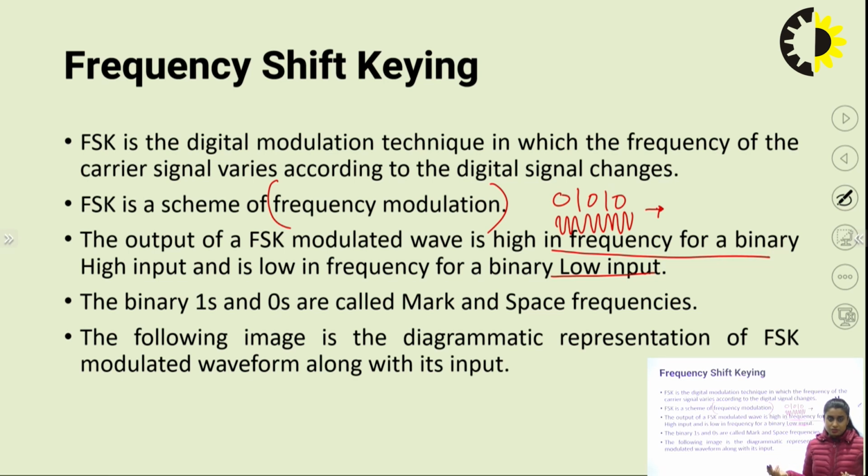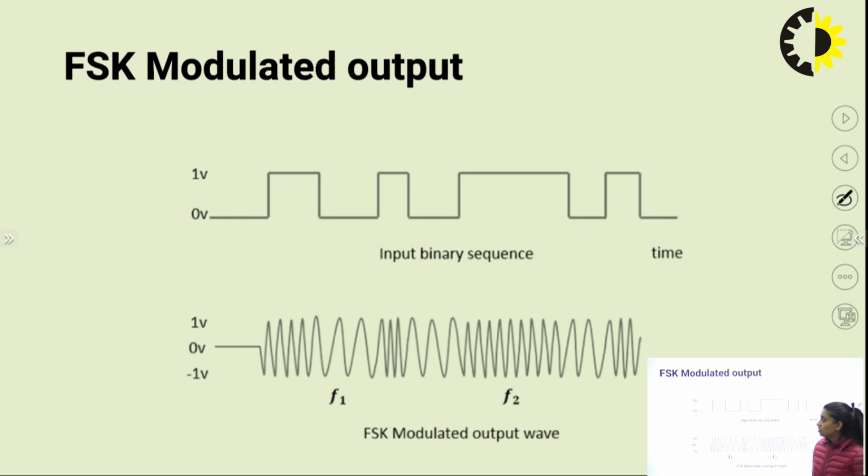This is an assumption only. I can consider a lower frequency corresponding to bit 1, and a higher frequency corresponding to bit 0. That totally depends. The logic is to assign a frequency value corresponding to the binary bit input. So binary 1s and 0s are called mark and space. 1 is called the mark frequency and 0 is called the space frequency. The following image is a diagrammatic representation. See, for bit 1, there is some increase in the frequency. For bit 0, there is some decrease in the frequency. For bit 1, again increased frequency, bit 0 decrease, bit 1 increase, bit 0 decrease, bit 1 increase.